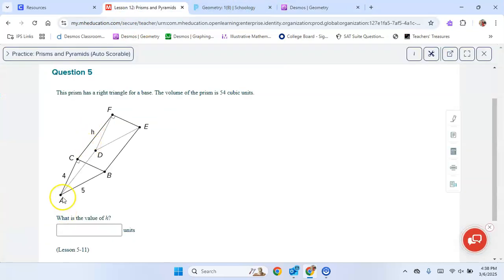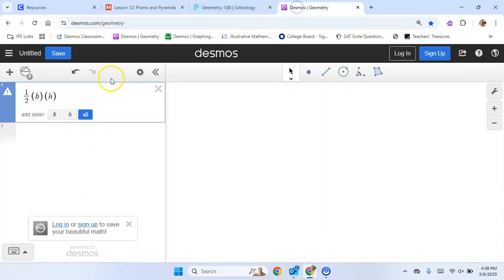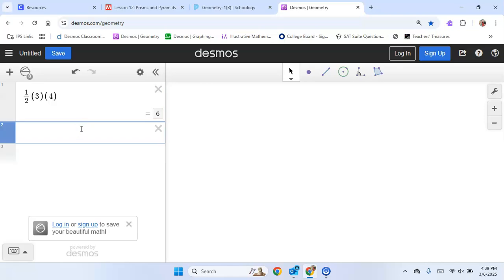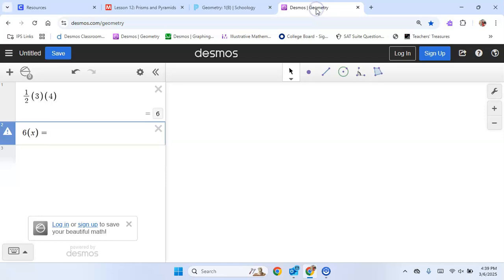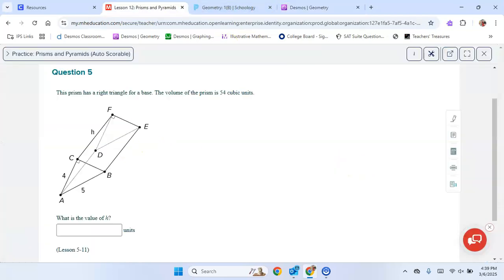And we know the height of the triangle is 4, but using the Pythagorean theorem, we know the base of the triangle is 3. We can see that the area of the base is 6. So 6 times the height, which is going to be x, equals, that's what we're trying to find, equals a volume of 54. Well, we know 6 times 9 equals 54. Divide both sides by 6, x equals 9.